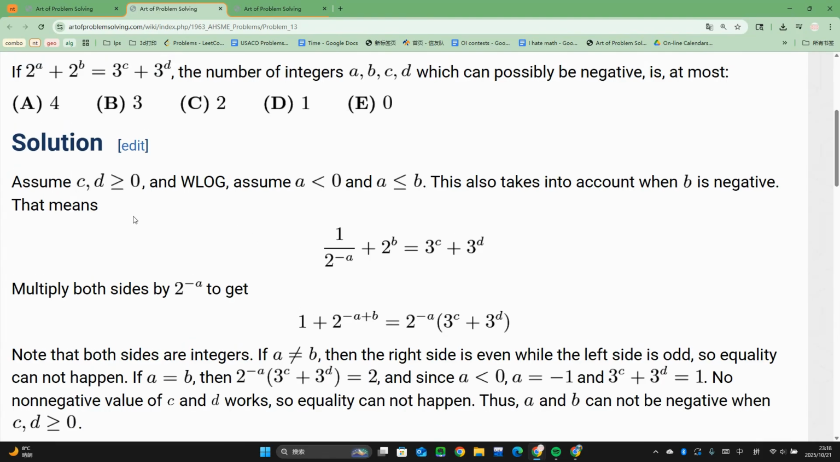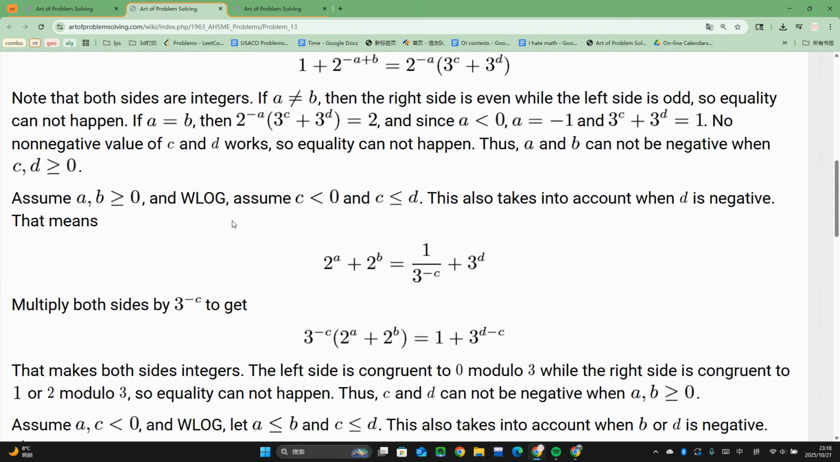So first of all, we basically try to casework this and then prove how many of the cases can work. The first case is when c and d are greater than or equal to 0, and then a and b can possibly be less than or equal to 0. The second case is when a and b are greater than or equal to 0, and c and d can possibly, either one or both, be less than 0.